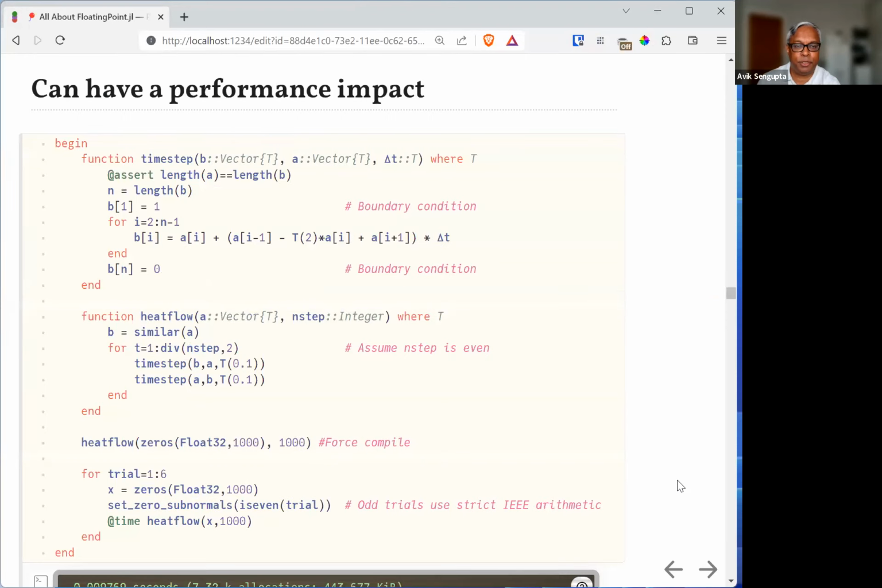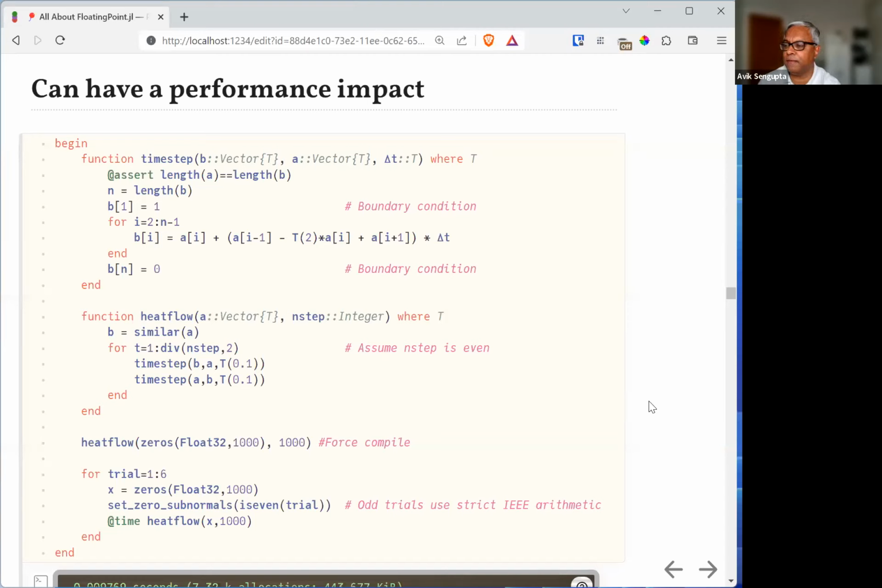To give you a sense of why we are worried about subnormals in general: in some situations, subnormal numbers can have a performance impact, particularly on Intel machines. I am told on AMD machines the impact is much less, but I'm not 100% sure. On my machine, which is an Intel machine, I'll show you an example.